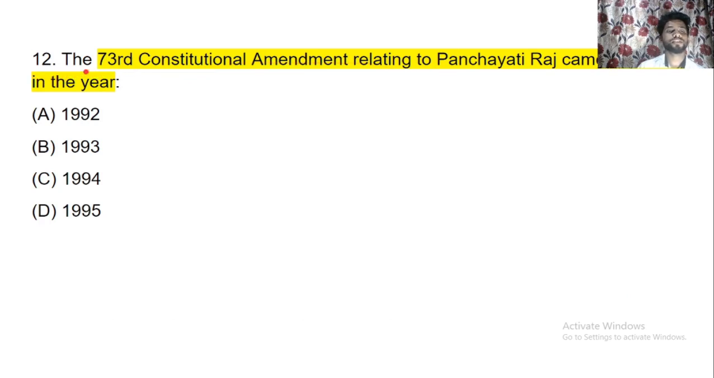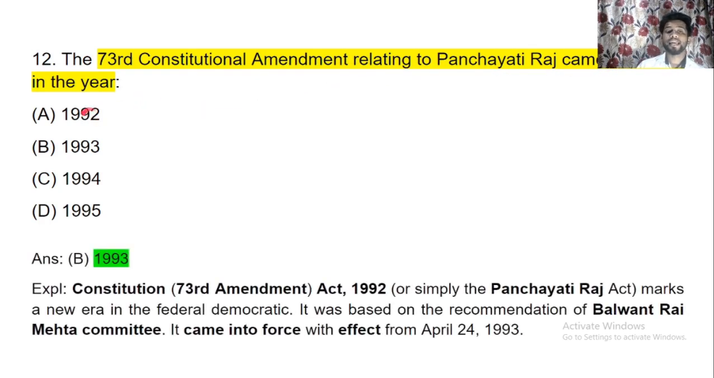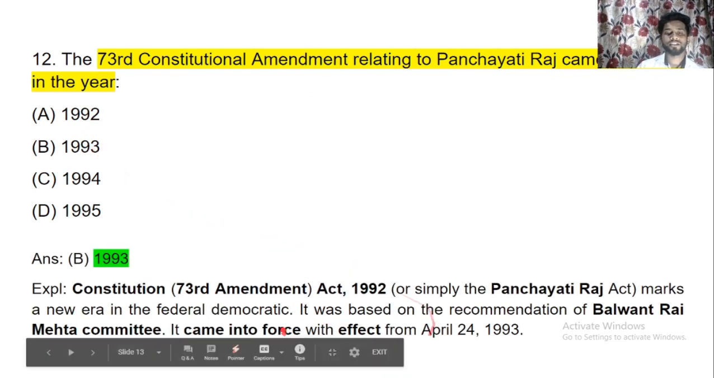Now the next question: the 73rd Constitution Amendment relating to Panchayati Raj came into force in the year? Okay, there is a difference. It came into force in 1993, and the Constitution 73rd Amendment Act 1992, or simply the Panchayat Act, marks a new era in federal democracy.